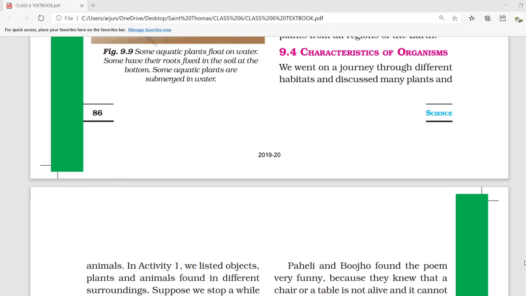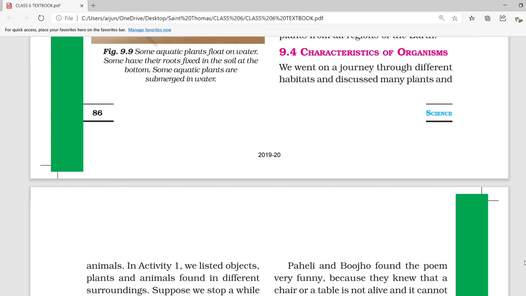So today we are going to see the introduction of topic 9.4, characteristics of organisms. We are going to see what we will learn in the further lecture.